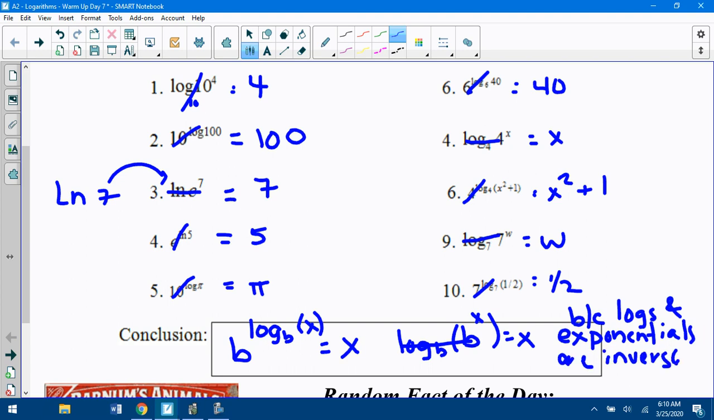And I go back to that because that is the main idea of this whole unit. That is the purpose of the unit: to know how to get rid of a log. If you want to get rid of a log, you exponentiate. If you want to get rid of the base of an exponential equation, you take the log of that base. You never divide by the base.